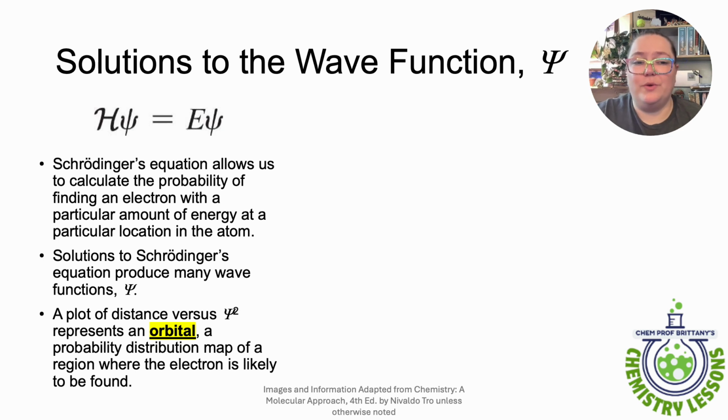So Schrodinger's equation is this wave function equation that calculates the probability of finding an electron with a particular amount of energy in a particular place. There are many wave functions that could be produced, and if we look at distance versus the wave function, then that represents our orbital. That's where we get the idea of where our electrons are within the atom.